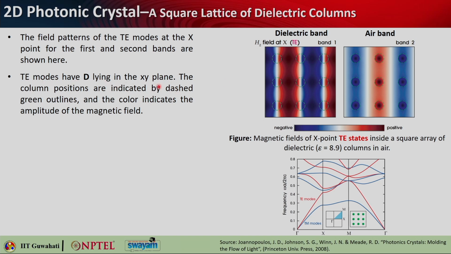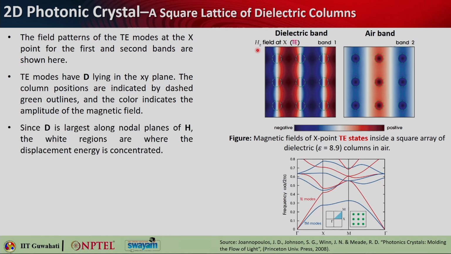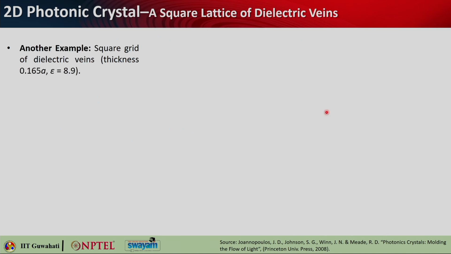TE modes are in the XY plane, and the column positions are indicated by these dashed green outlines. The colors that you see, red and blue, are the amplitude of the magnetic field strength. For the TE mode we are plotting Hz, whereas for TM modes we plotted Dz. Since D is largest along nodal planes of H, the white regions are where the displacement energy is concentrated.